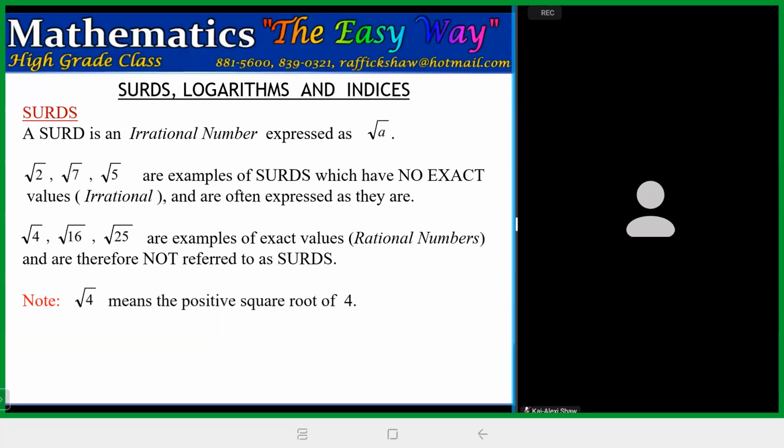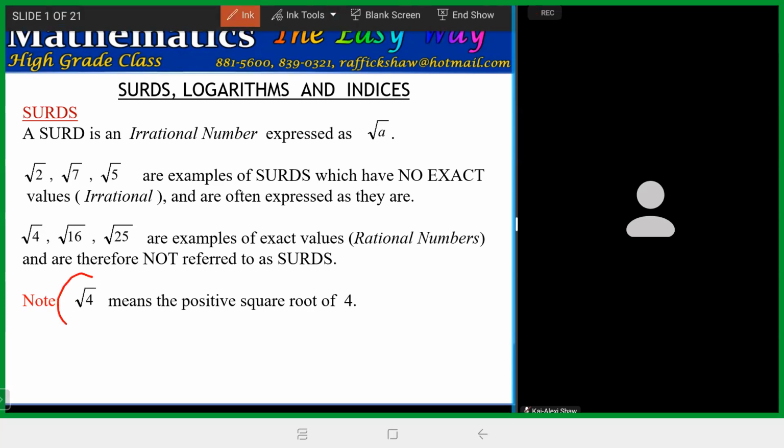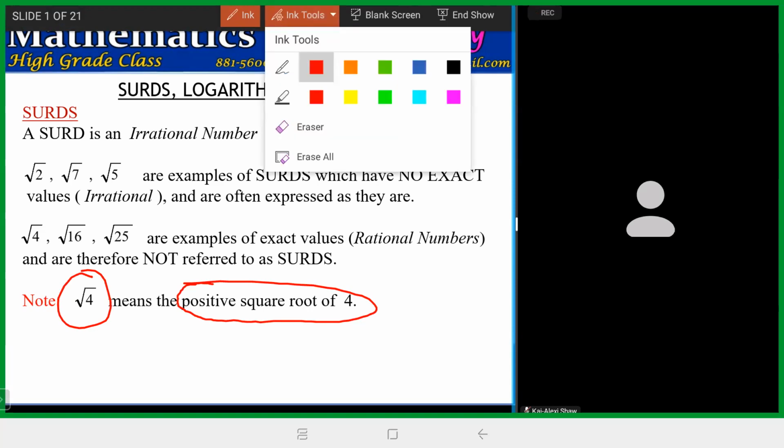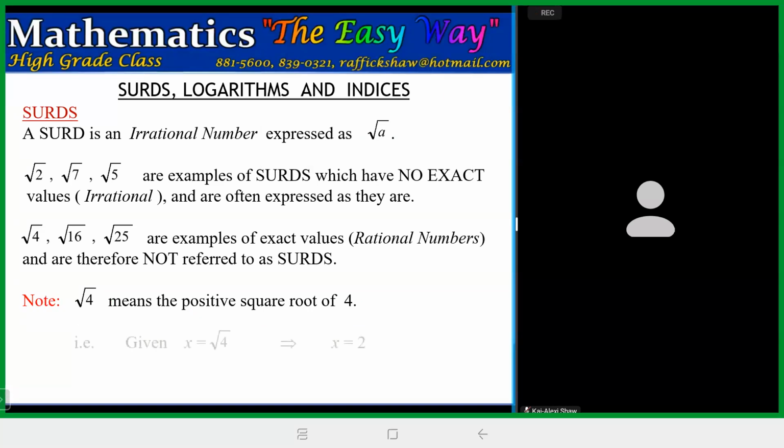If I give you a question and I give you this in it, you cannot go and drop one plus or minus on it. It is taken to mean the positive square root of 4. See? Positive square root of 4. You can't go randomly drop a negative on it. So if the square root of 4 appears in an expression, you have to just take it to mean the positive square root of 4.